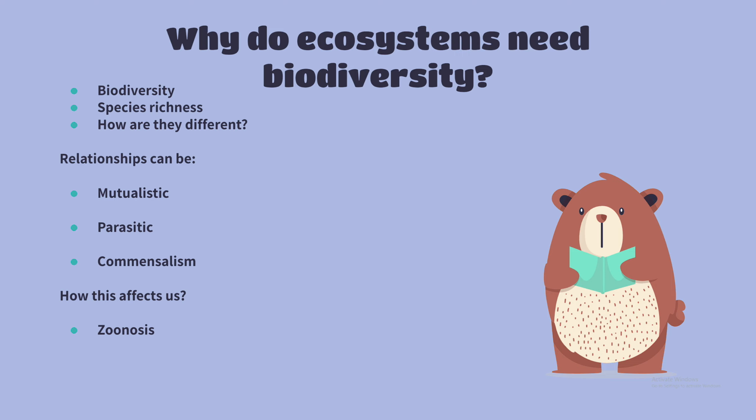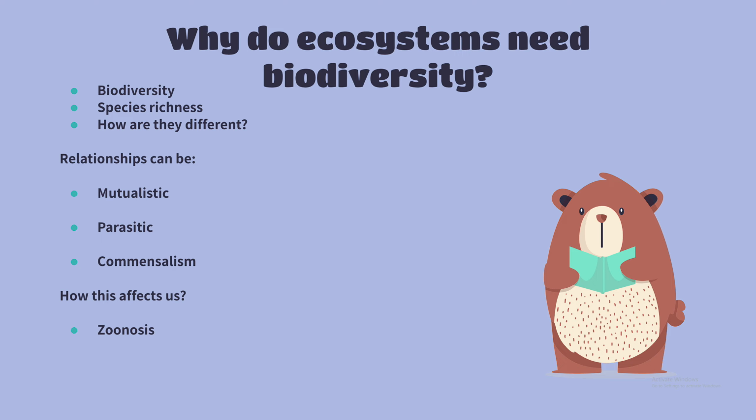The relationships that species have with one another are not always positive relationships. The different relationship types include parasitic, where one organism is benefiting while the other organism is negatively affected; mutualistic, where both organisms are benefiting; or commensalist, where one organism is benefiting while the other organism is unaffected.